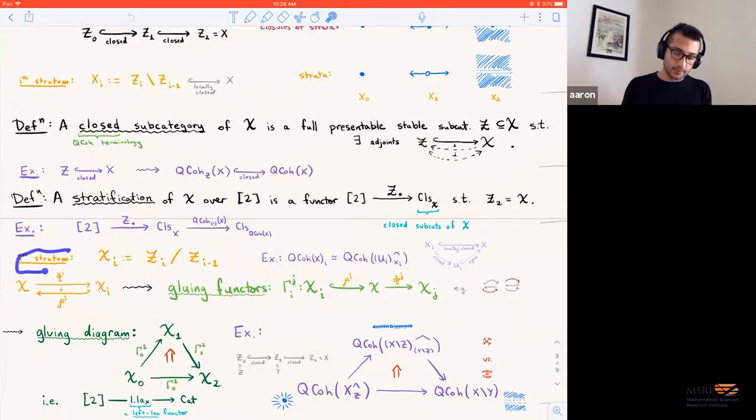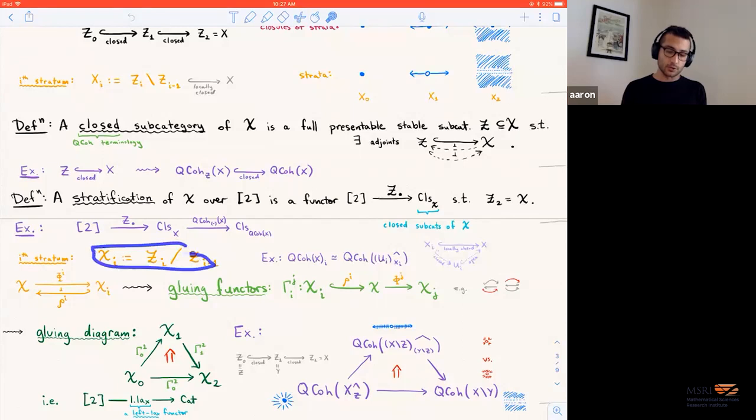So the ith stratum, now I'm going to be taking not the set theoretic difference, but rather the quotient, the presentable quotient. So for example, if you came from a stratification of a scheme, each of these strata is locally closed, as I mentioned. And so you can embed it into an open in which it is closed, and then you can take the formal completion there. And that it is going to be QCO of that. It turns out to be independent of this choice of factorization. So the stratum of this stratified category is this quotient.